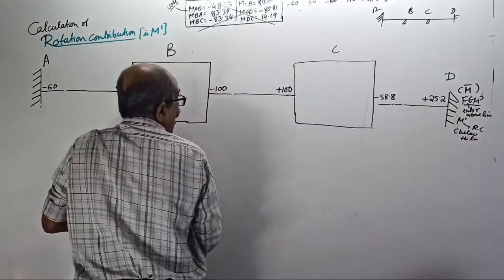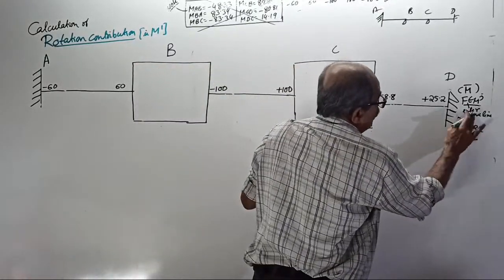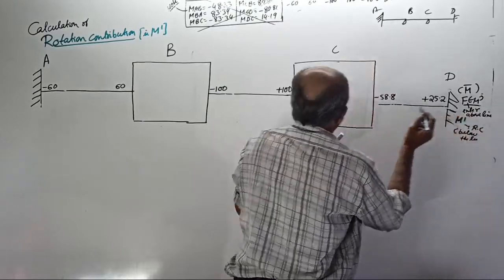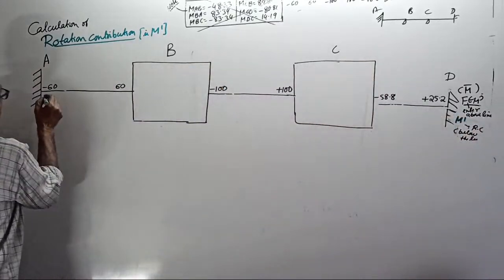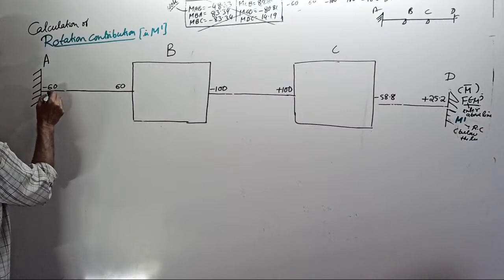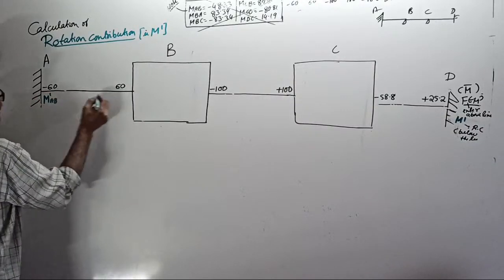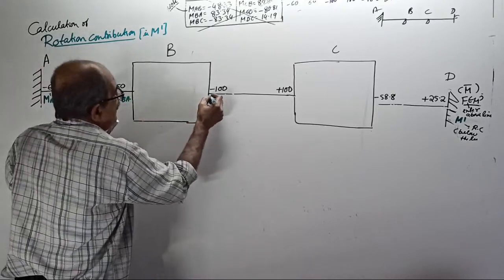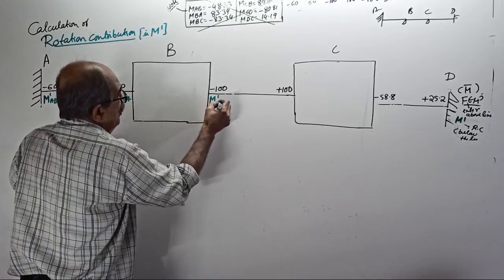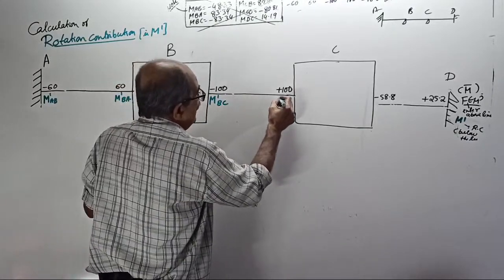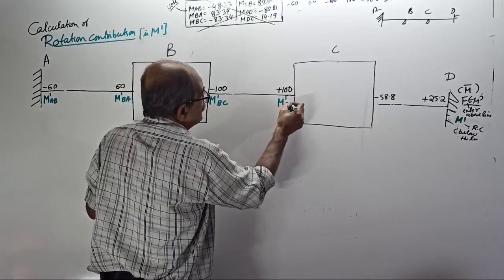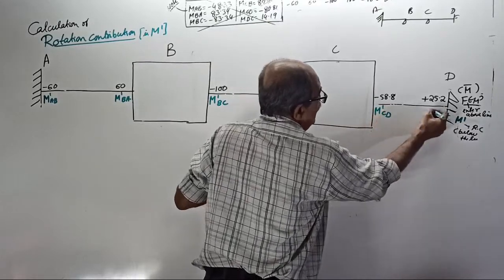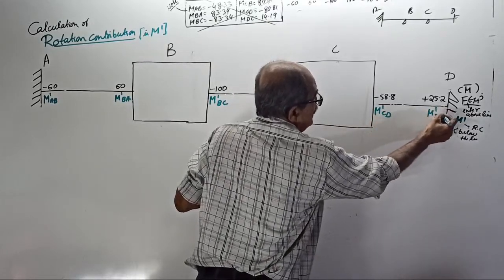Therefore, the most powerful term, blue, that is the colored one, M dash. So this is your M dash for AB. This is your M dash for BA. This is your M dash for BC. This is your M dash for CB. This is your M dash for CD. This is M dash for DC.